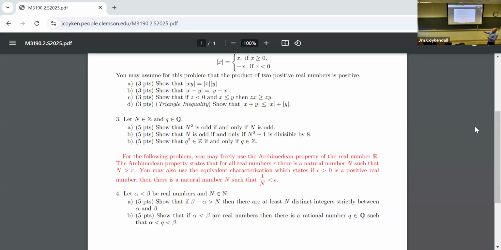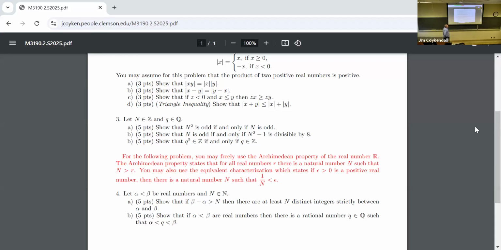Currently I have 2 B's there. Sorry about that. That's B and C. Show that n is odd if and only if n squared minus 1 is divisible by 8. So if you ever have an odd number and you square it and subtract 1, it's always got to be a multiple of 8.